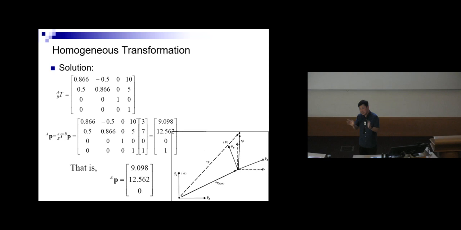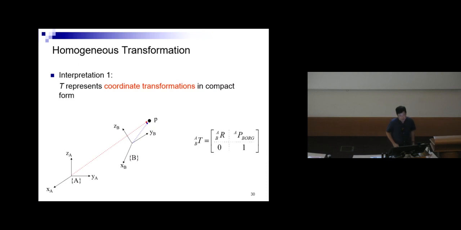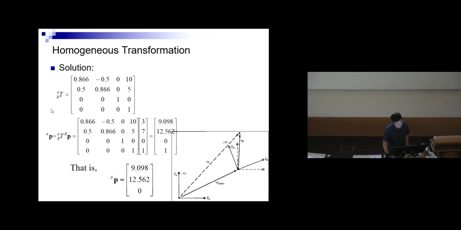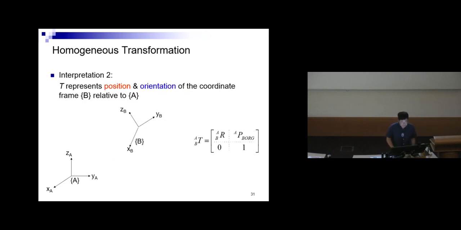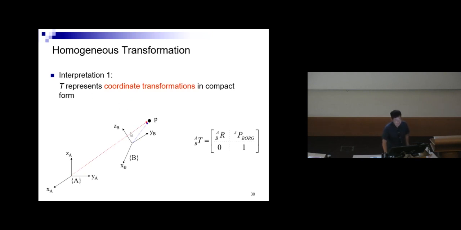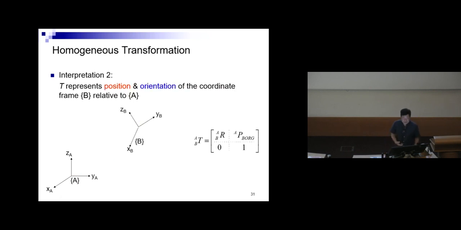Okay? So if you have learned this before, please bear with me. There are different ways of interpreting it. One way is to say that this transformation T represents a coordinate transformation in a compact form, so you essentially have a change in the coordinates. The other interpretation is that the T represents the position and orientation of the coordinate frame B relative to A.